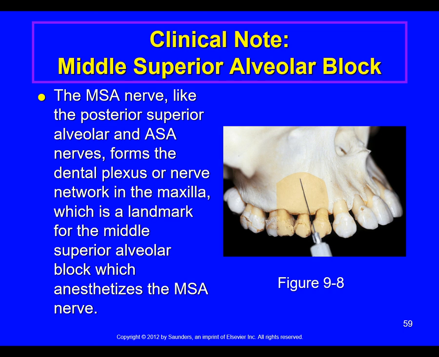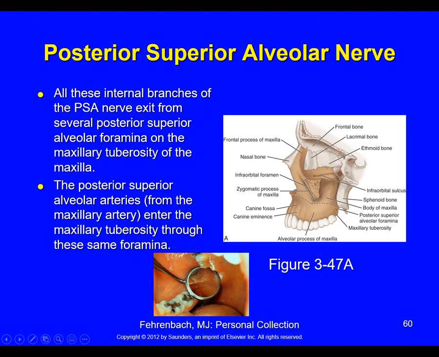If we were giving an injection in that area, height of the mucobuccal fold at the apex of the second premolar, we would be numbing those premolars and the mesial buccal root of the first molar. The PSA, we've been talking about the PSA before because we had to know where the posterior superior alveolar foramen is, and that is on the backside of the maxillary tuberosity of the maxilla.